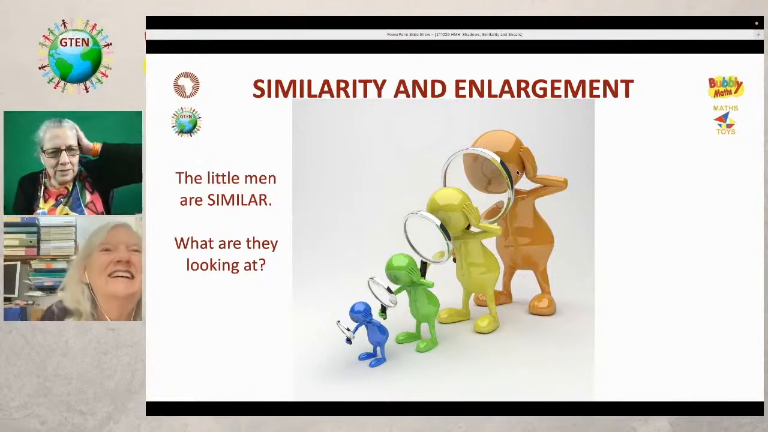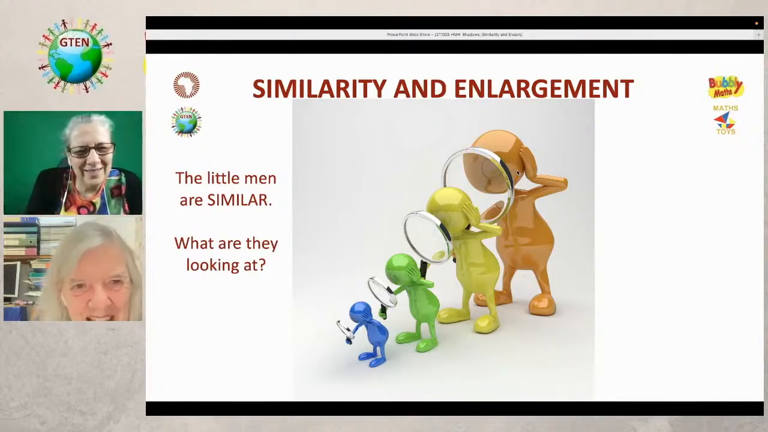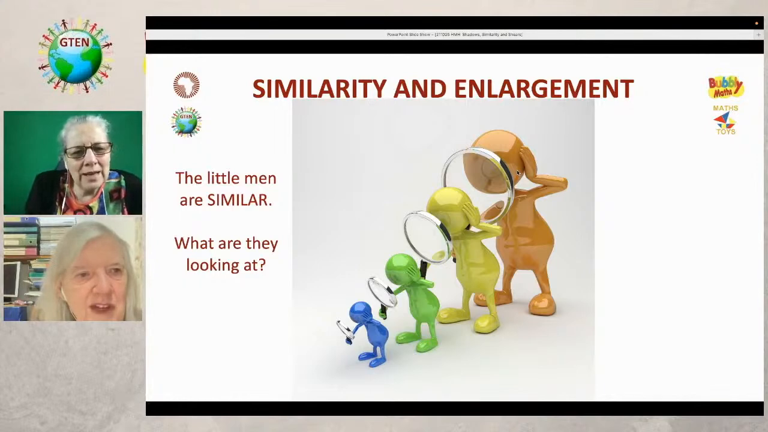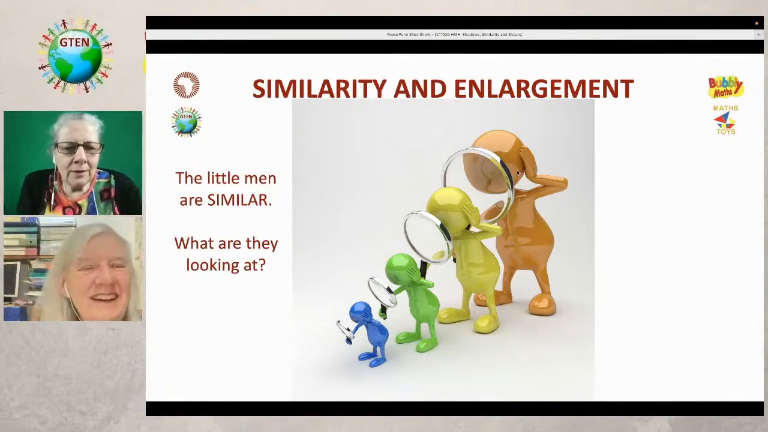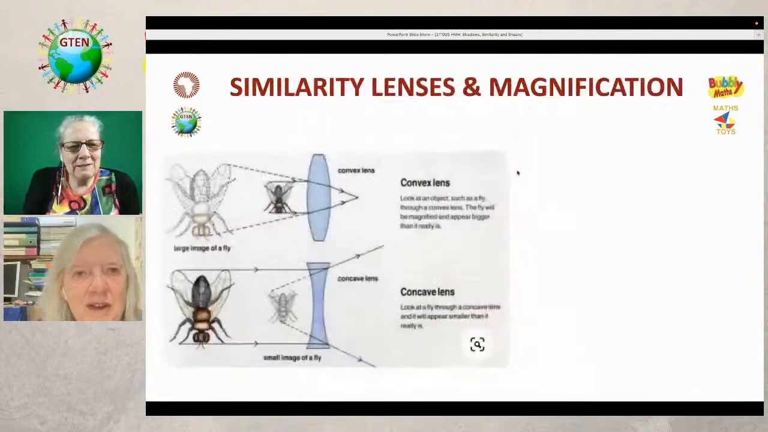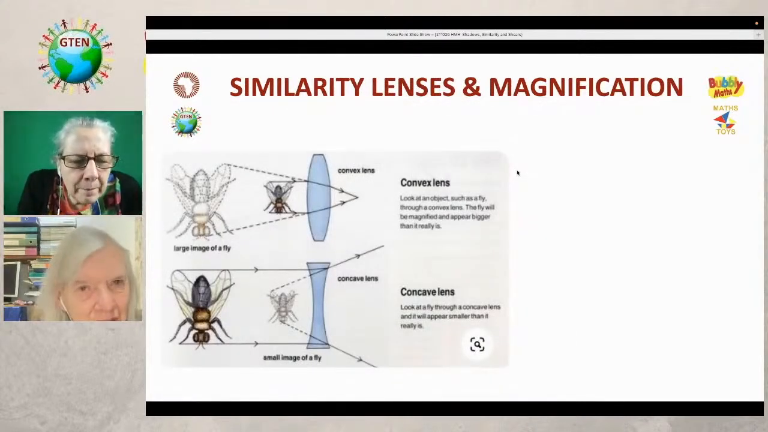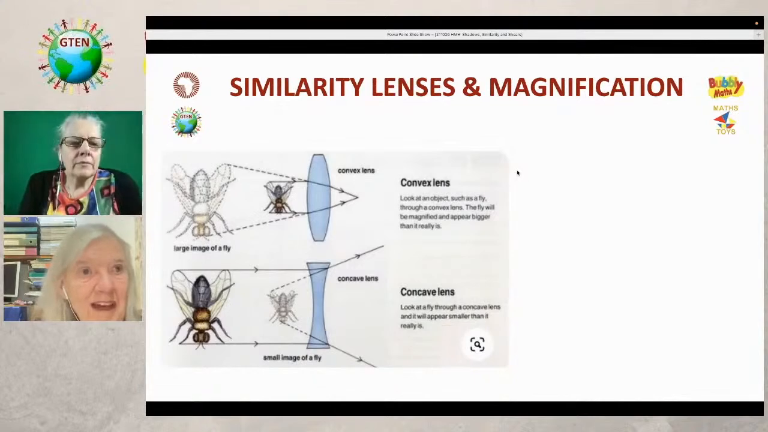They're a bit puzzled about something. I think they're thinking about what they're seeing. Well, just like Pooh Bear. Think. Yes, and I put this in because I wanted to now think about magnification.